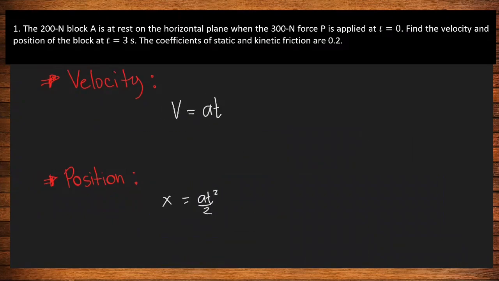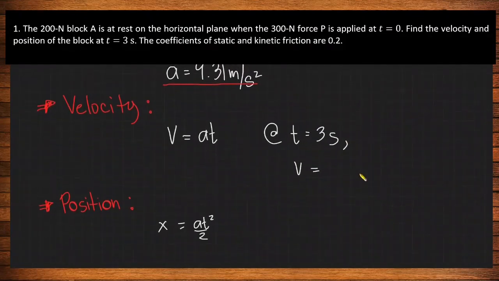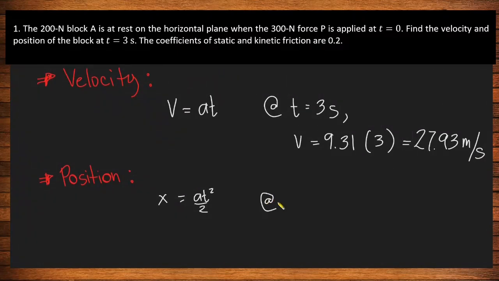At time t equal to 3 seconds, bali isa-substitute lang natin yung t equal to 3 dito sa velocity equation natin. And then yung acceleration that we have found earlier, we can obtain the value of the velocity of our block at t equal to 3 seconds, and that will be equal to 27.93 meters per second. And then similarly, for our position vector, at t equal to 3 seconds, so we will just substitute the values for our acceleration and time. And now we have the value of our position after 3 seconds, and that will be equal to 41.9 meters.